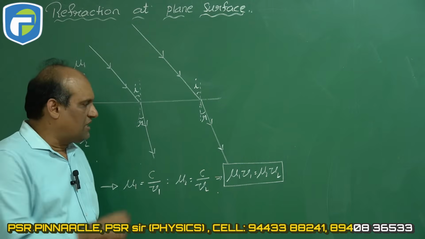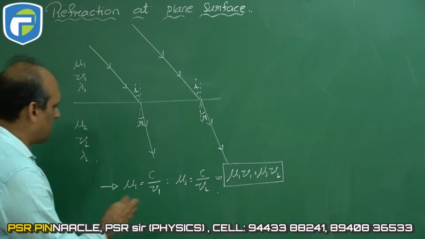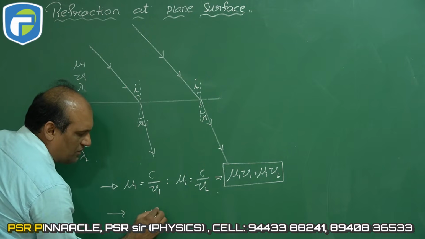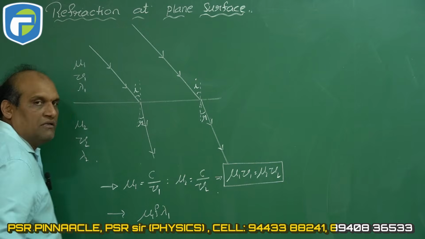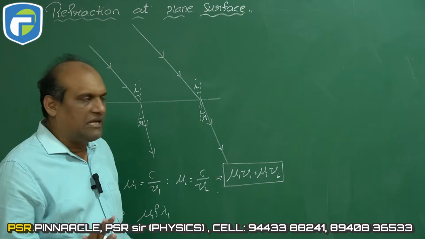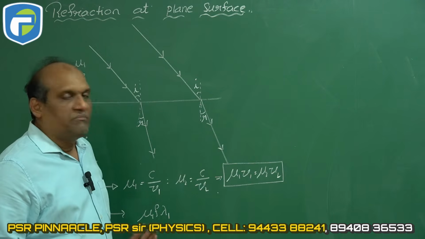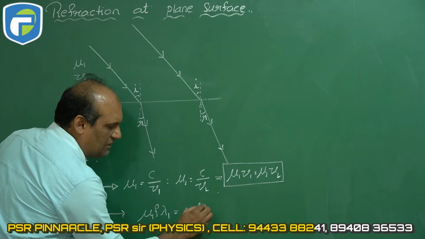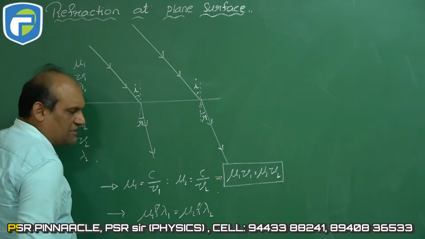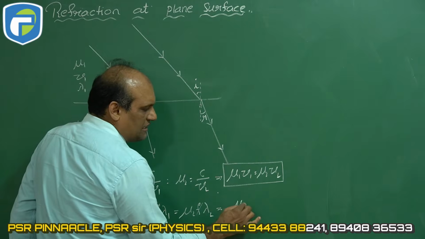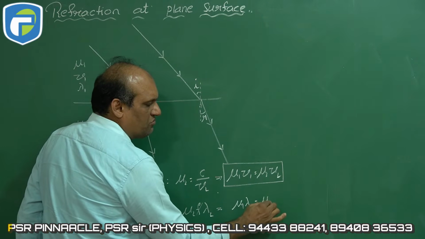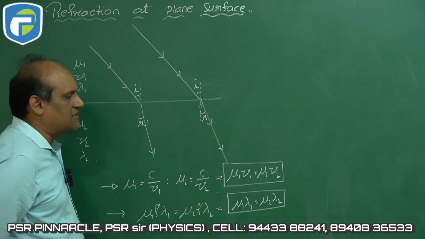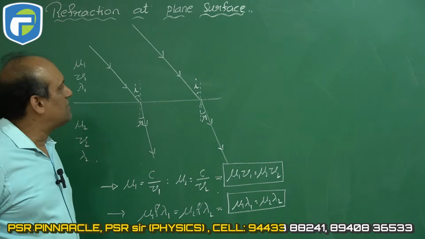And we know that velocity is equal to f lambda. If I substitute, v equals f lambda, mu1 into f lambda 1. Frequency remains the same whenever the light ray travels from one medium to another medium. So which is equal to mu2 into f lambda 2. The frequency gets cancelled, so I can say mu1 into lambda 1 equals mu2 into lambda 2. Second equation, right? Now I am going to the third part.